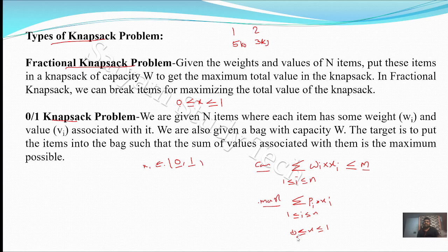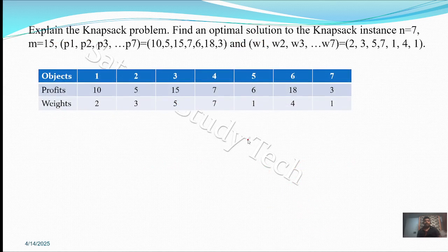If you cannot consider an object, you cannot store that particular object in the bag, and the x value is 0. Now you can see one example. In this class we will discuss the fractional knapsack problem. In a later class we will discuss the 0-1 knapsack problem using dynamic programming. Here we discuss the fractional knapsack problem using the greedy method. So this is the example.